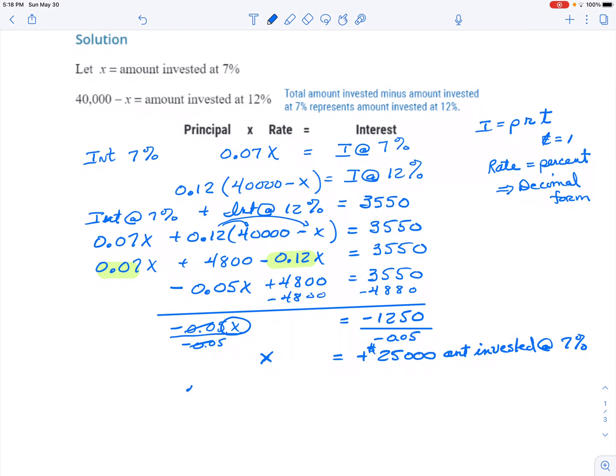And then the other amount is the 40,000 minus x, which of course is 40,000 minus 25,000. And that turned out to be 15,000. And that is the amount invested at 12%.